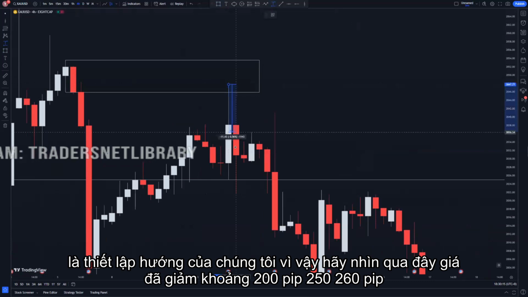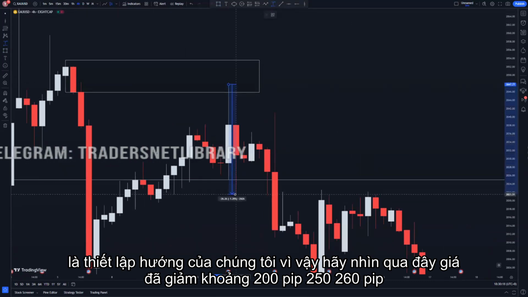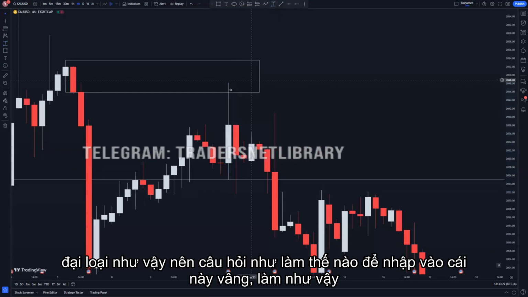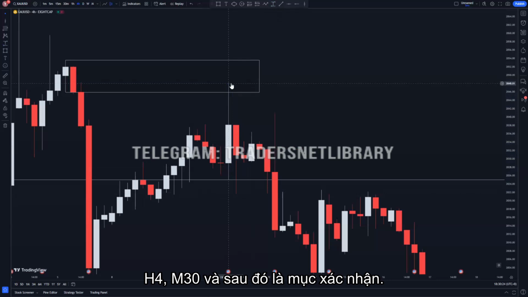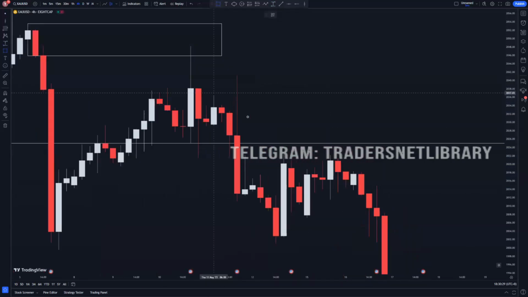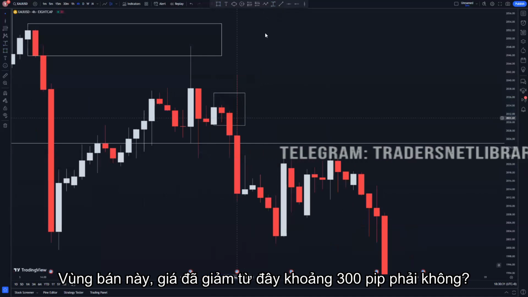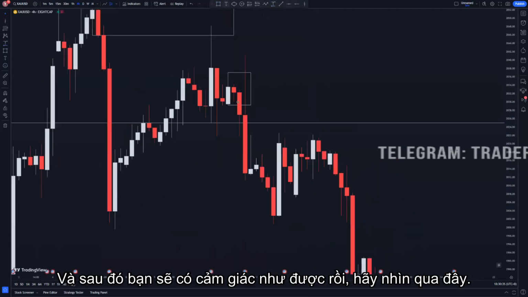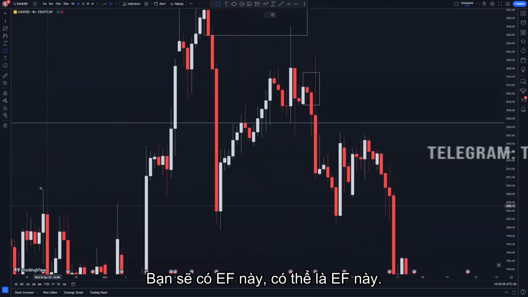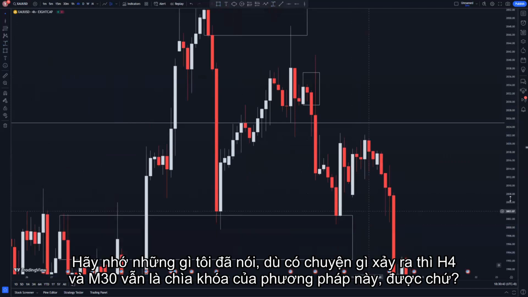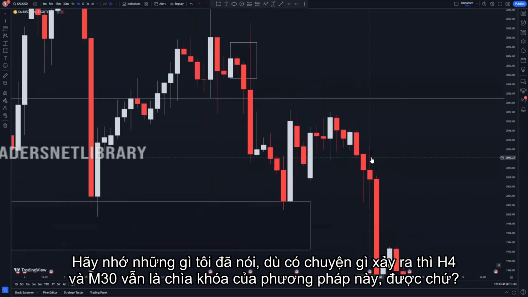So look over here. The price went down for about 200 pips, 250, 260 pips, something like that. So the question is, how to enter on top of this one? Do it like H4, M30, and then confirmation entry. And then look over here again. This sell zone, the price went down from here for about 300 pips, right? And then you're going to have this EF, maybe this EF. Remember what I've said, no matter what happens, H4 and M30 is the key in this method.